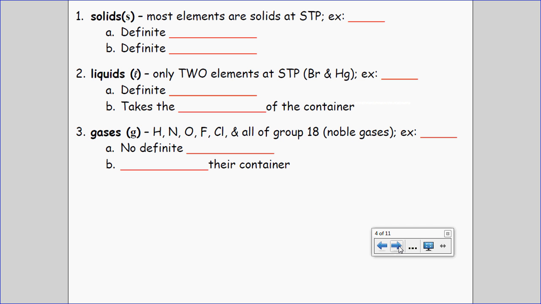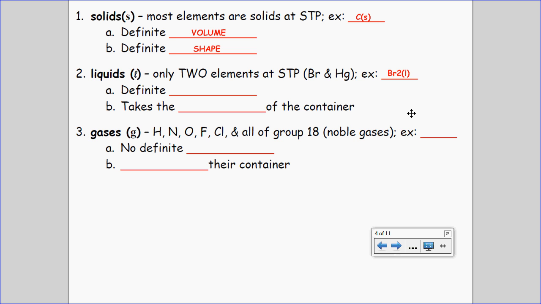Now, most elements are solids at STP. Example, carbon, coal. It has a definite volume and a definite shape. You could find that volume by the displacement method or by length times width times height if it was a regular size. Liquids: there are only 2 elements that are liquid at STP, bromine and mercury.